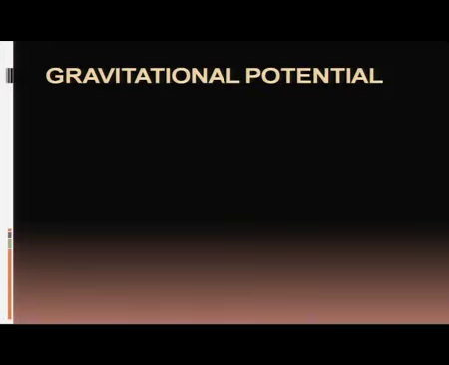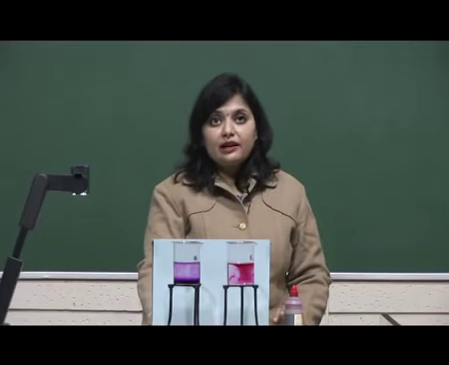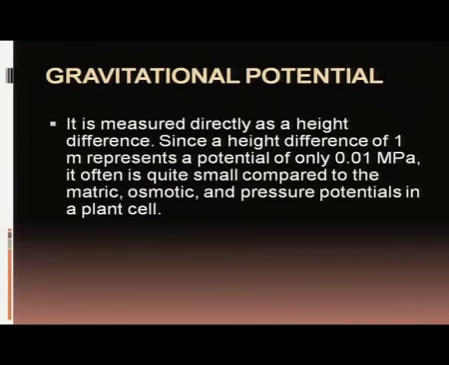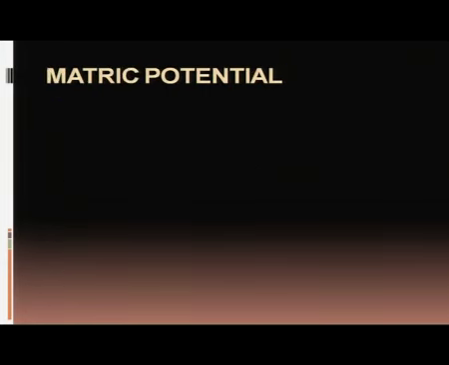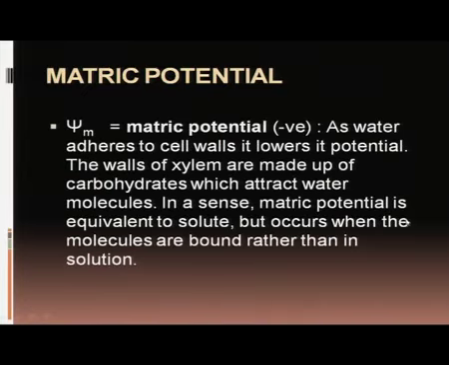The next two things that control the water potential are gravitational potential and matric potential. Since gravitational potential is dependent directly on the height, but its value is very small, it is generally neglected. But matric potential is negative. As water adheres to cell walls, it lowers its potential. The walls of the xylem are made up of carbohydrates which attract the water molecules. In a sense, matric potential is equivalent to solute potential, but it occurs when the molecules are bound rather than in solution. So, this was about the water potential.